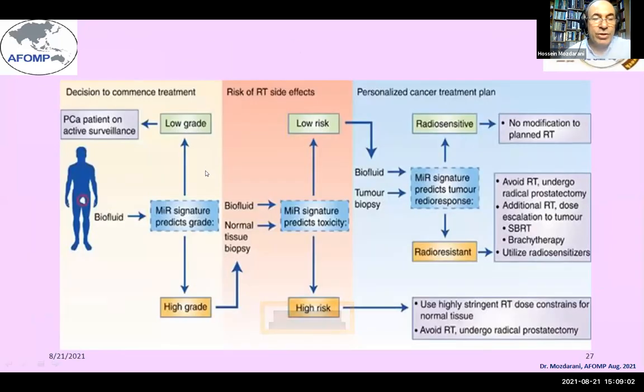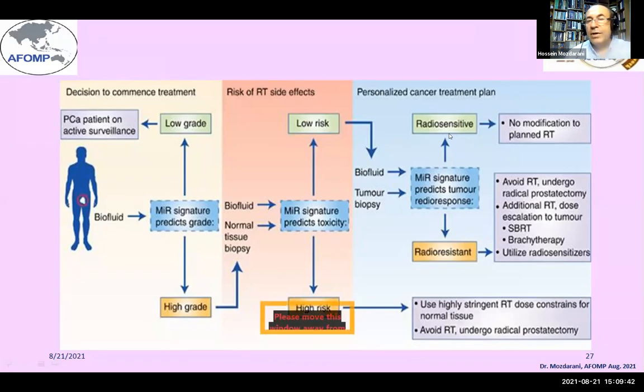This slide shows a practical use of radiogenomics in radiotherapy. Liquid biopsy is obtained from a prostate cancer patient. MicroRNA is studied with one of those methods mentioned earlier. The microRNA signature predicts tumor grade, whether it is low grade or high grade. If it is high grade, the microRNA signature predicts its risk for radiotherapy. It determines whether it is radiosensitive or not.